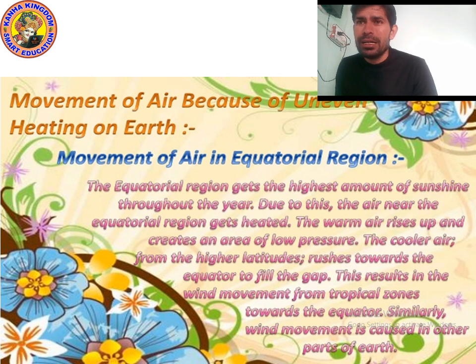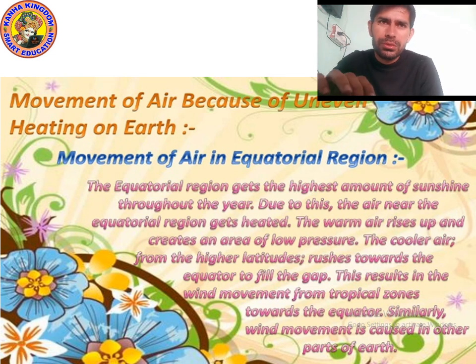Okay. Similarly, wind movement is caused in other parts of the earth. It happens in the same way because of the sunlight. Air warms and rises up, and it creates low pressure there. And the cool air comes and fills the gap. In this way, in the equatorial region, movement of air occurs. I hope you understood. It's not such a difficult topic. All these topics are very easy, kids.